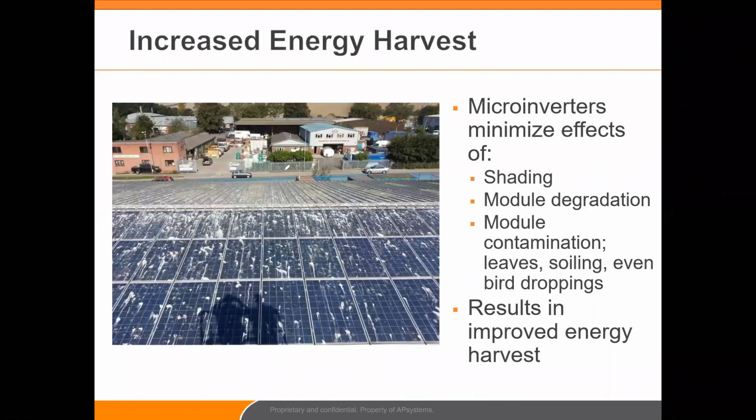This is a classic picture. I've seen this before. Microinverters minimize the effects of shading right here. This is a huge one, and this is quite a bit of shading. Soiling, leaves, bird droppings. Like this is a great picture. But basically, at the end of the day, we're improving energy harvest by using the microinverter. Because if this panel is not working properly, the other remaining microinverters can work efficiently. No degradation.